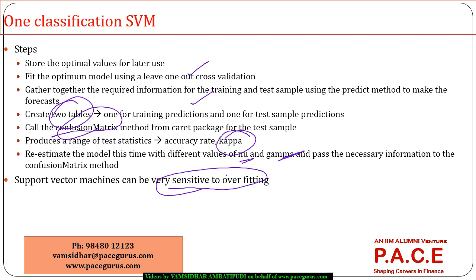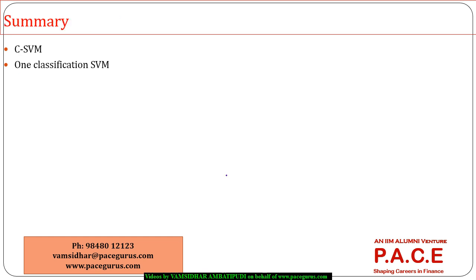All right, so that's what I wanted to take up as a part of this session. We had a detailed understanding of CSVM for binary classification and one classification SVM, especially for novelty detection purposes.